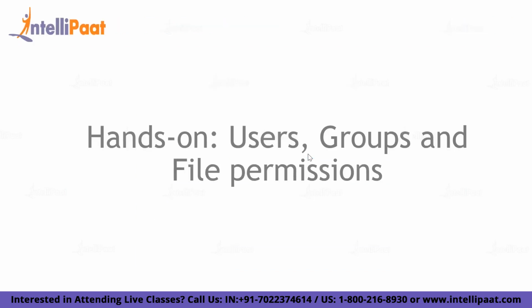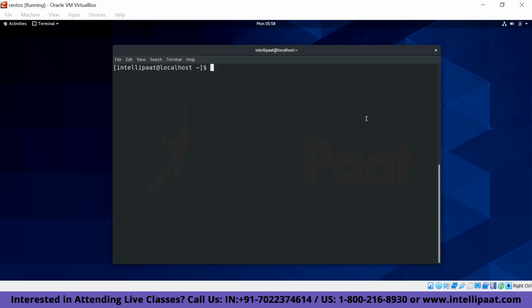Now coming down, hands-on, users, groups and file permissions. We've created users and groups, and we also saw file permissions, but we'll look more into them. So now let's get back and do some operations here. First let's check, so you can see Intellipaat and wheel, but for more information about groups, you'll have to go to the folder etc.